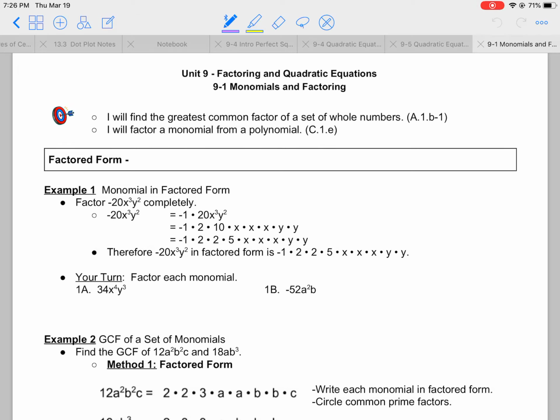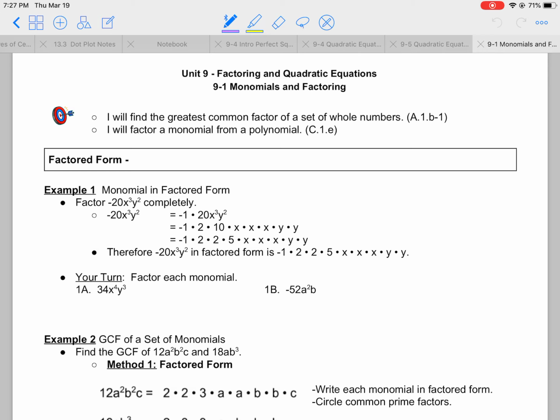Alright guys, here is 9-1, monomials and factoring. You will find the greatest common factor of a set of whole numbers, and we will factor a monomial from a polynomial. So here's some vocab.